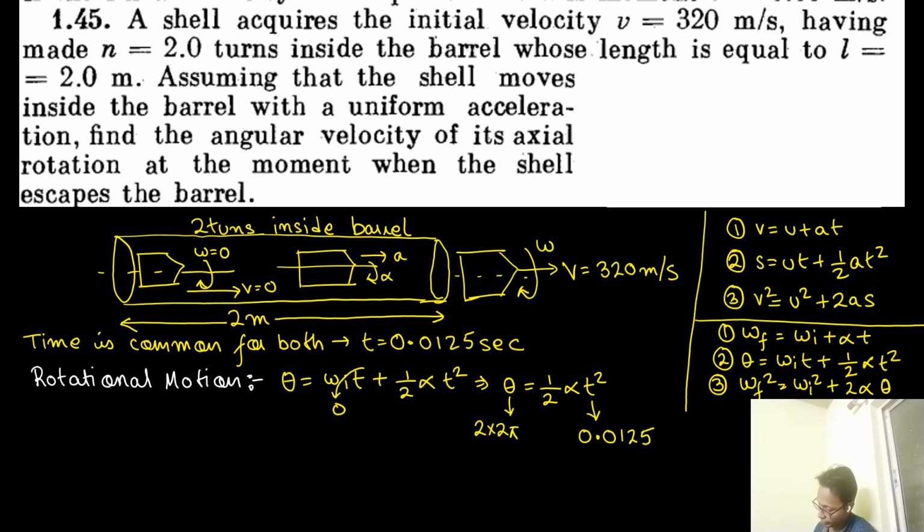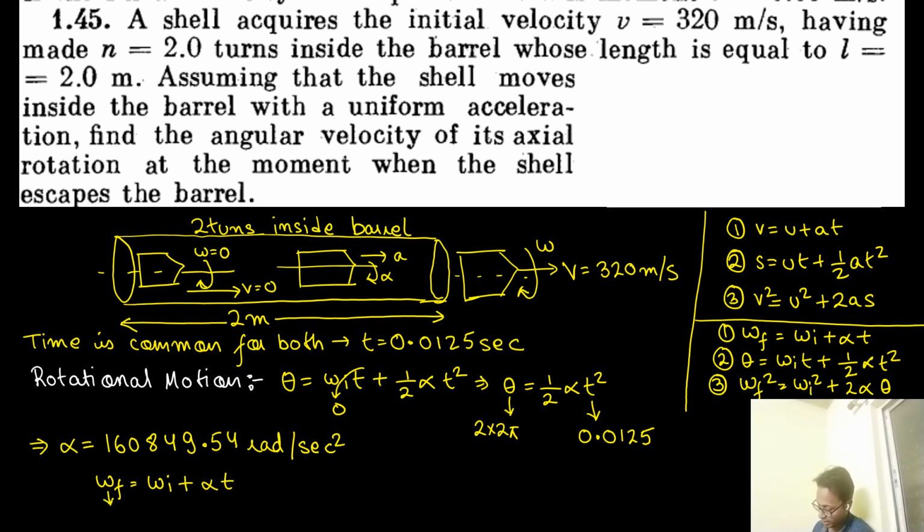0.0125. So therefore, the angular acceleration from this equation will turn out to be 160,849.54 radians per second square. Okay. Now I got the angular acceleration of the bullet. From the angular acceleration of the bullet, can I find out the final velocity using this formula? Omega final is equal to omega initial plus alpha t. So omega final is equal to omega initial plus alpha into t.